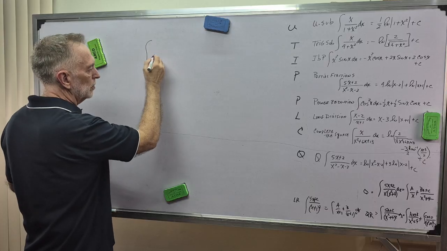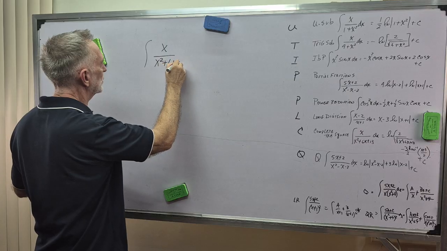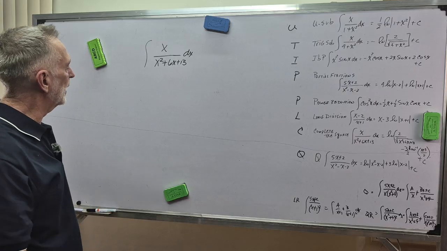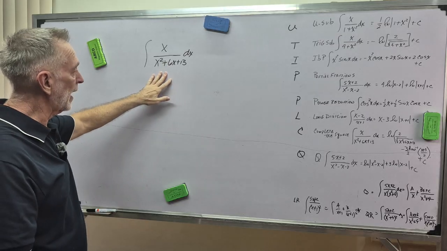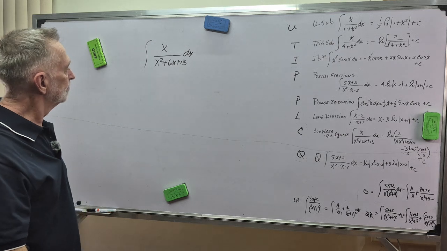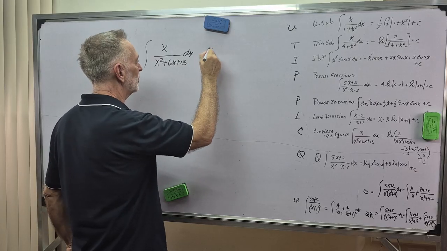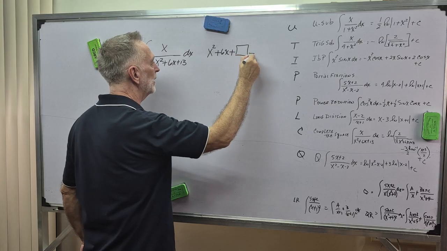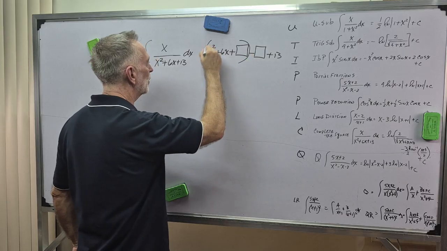I have the integral of x over x squared plus 6x plus 13 dx. Taking the integral of that with respect to x. Can I factor this? If I could factor it into something, I might do a partial fraction. But I cannot. So I'll take this term, move it over here, x squared plus 6x plus something minus something plus 13. I'll put a parentheses right there.